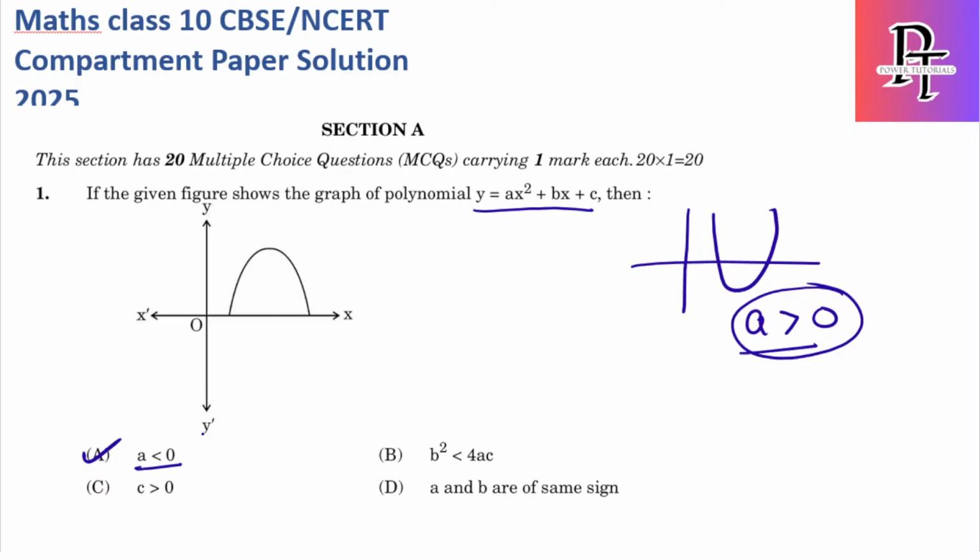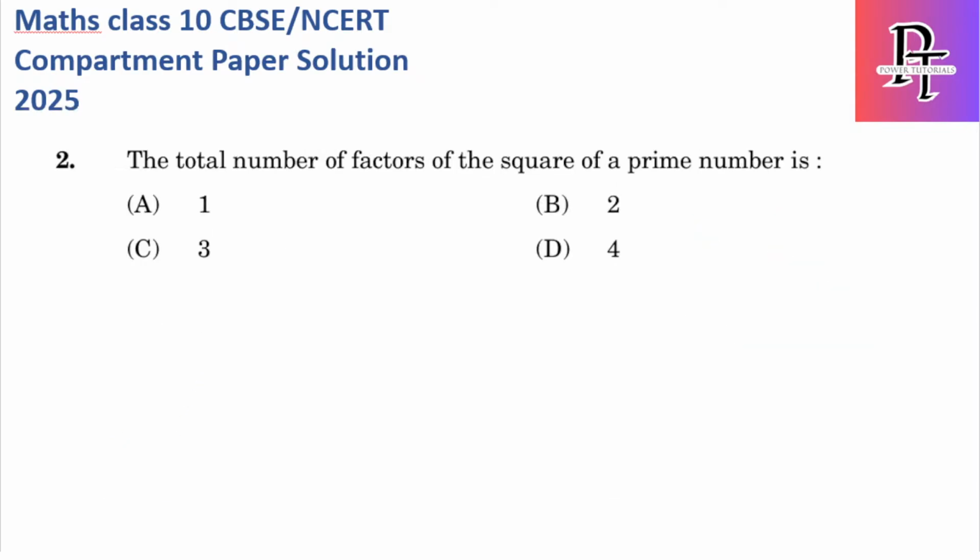Hope it's clear, because it's not that the same question will come in the main exam, but they can ask a similar question. If they show this type of upward graph, then the coefficient of x square should be greater than 0. If it is a downward graph like this, then the coefficient of x square should be less than 0. Okay, now let's move to the next one.